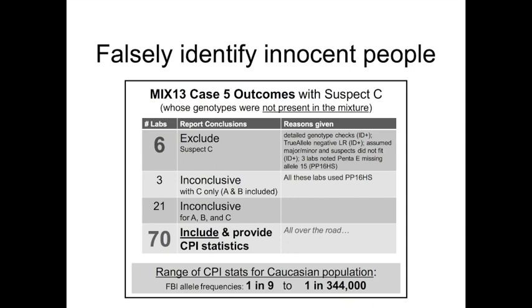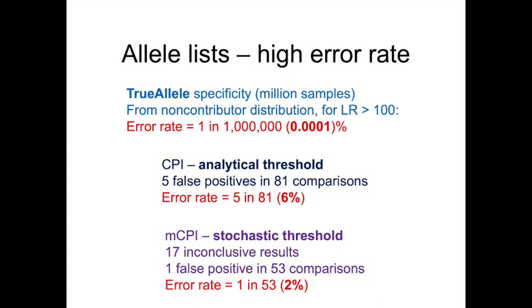One of them was using TrueAllele. So these allelists have a very high error rate. This result comes from a validation paper published in PLOS ONE with Cybergenetics and the Virginia lab in 2014. We measured error rates. With match statistics over 1,000, TrueAllele had no error. Between 100 and 1,000, the error rate was maybe 0.00001%. But we compared with different threshold methods that Virginia was using before they went on to TrueAllele.